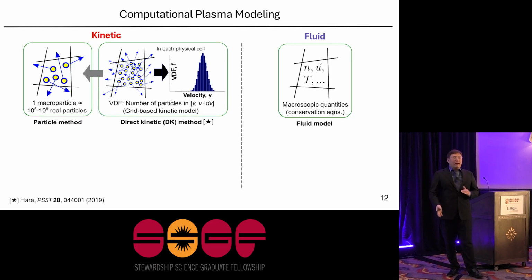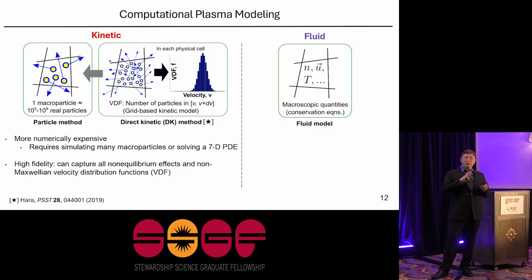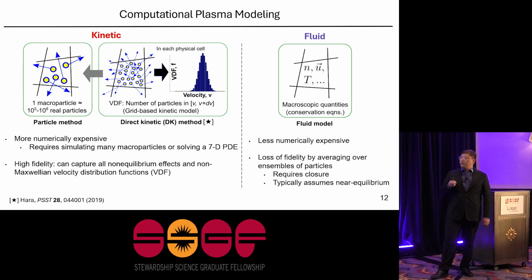As I mentioned before, modeling can be broadly divided into kinetic models that try to capture the entire distribution of particle velocities, and fluid models that make certain assumptions on the distribution in order to reduce the degrees of freedom and make these simulations more computationally efficient.